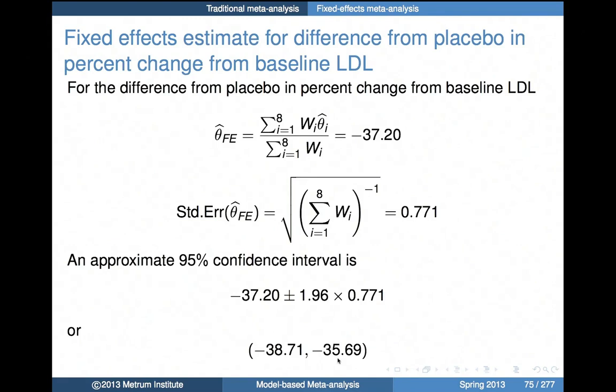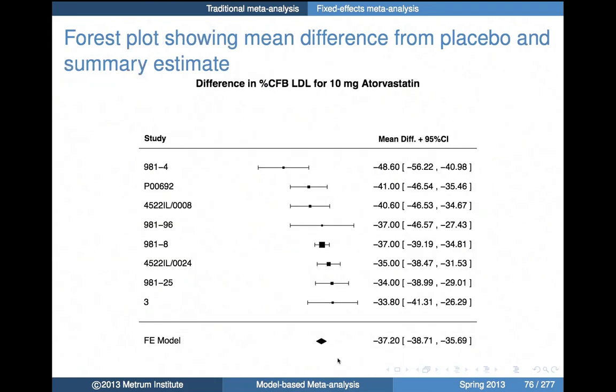So the fixed effects meta-analysis itself, as we can see, is very, very simple to perform, even by hand. And as we'll see later in the session today, it's even easier to perform with some simple R functions. This is a plot of the data from those 8 Atorvastatin studies. And this is called a forest plot, and we'll see later today how to make these.